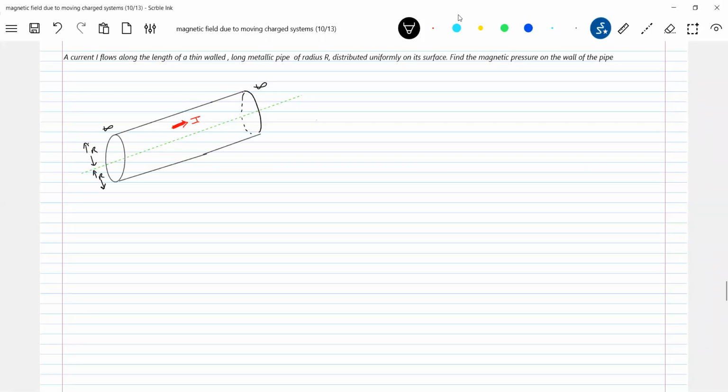How will magnetic pressure come into the picture here? Like we had in electrostatics, the electric field density and electric pressure, similarly here magnetic field density will come into the picture. This is very important. We don't have any question till now, but there is a possibility of it being asked in advance.